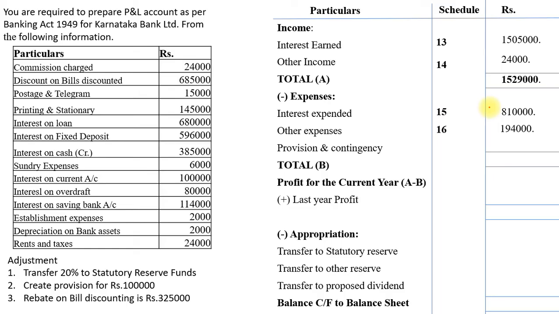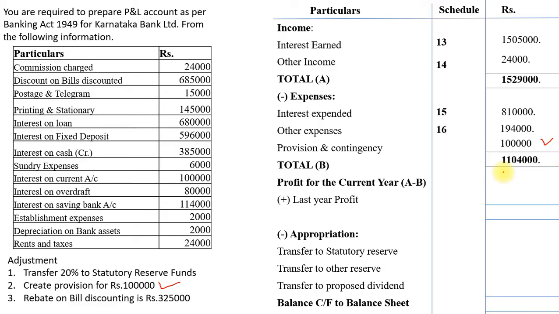Okay. Now let us search. So we have posted all the things which are there in the particulars. Okay. Now let us check for provision and contingency. I can see an adjustment. Create provision of 1 lakh, so that we can directly post it now. 1 lakh will be posted directly. Okay. Now we can total it up. 8 lakh 10 plus 1 lakh 94 plus 1 lakh, which comes to 11 lakh 4,000. That's my total of B.